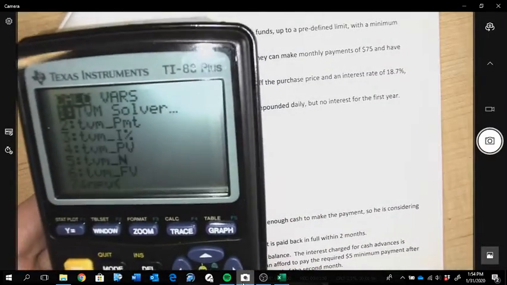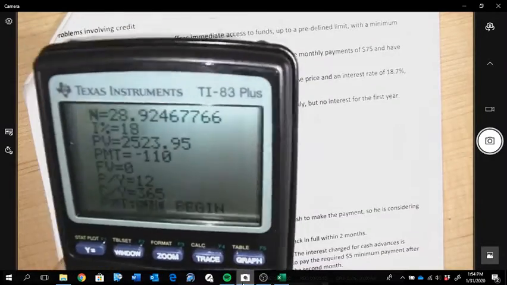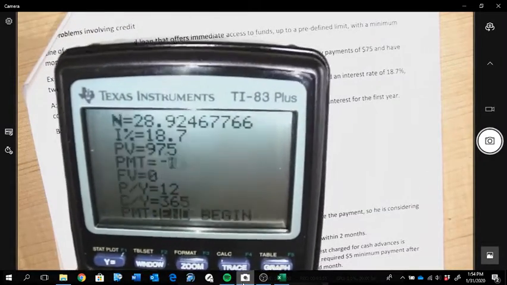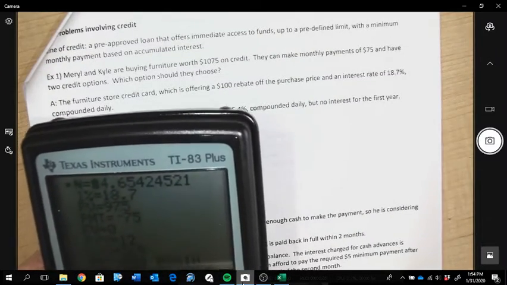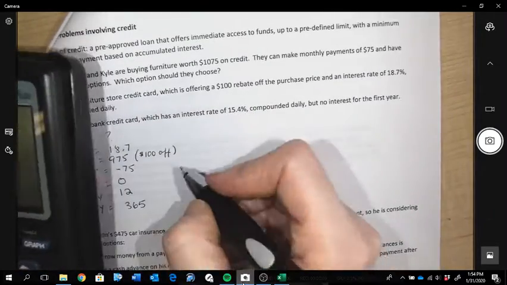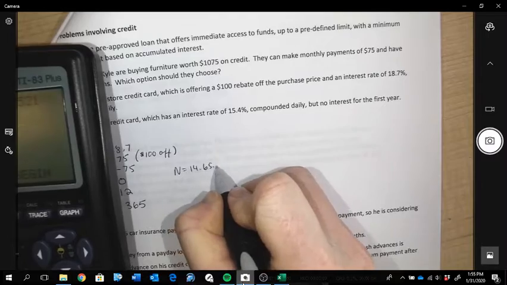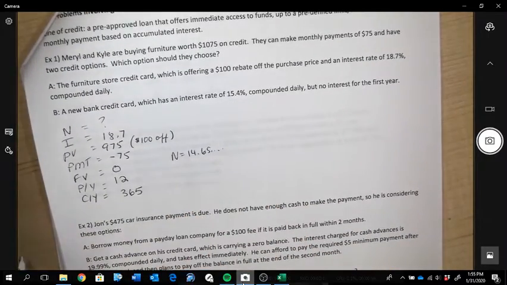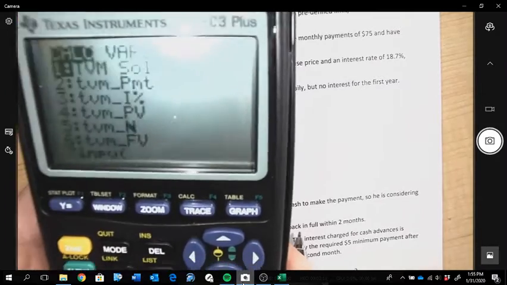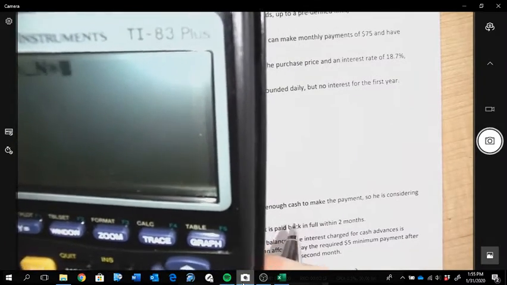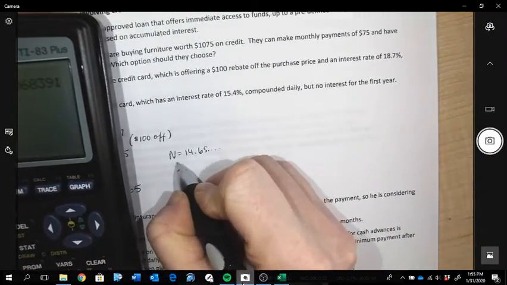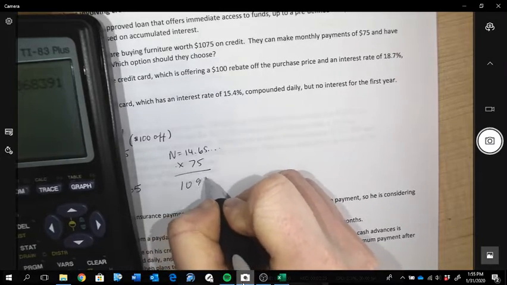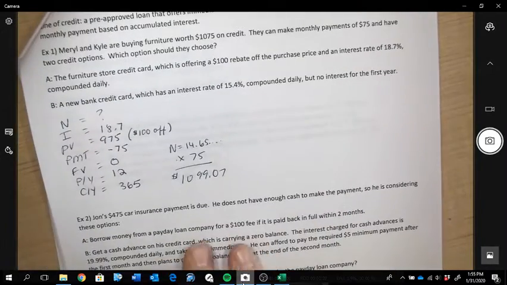So apps, finance, TVM solver, 18.7. Okay, so the N is 14.65. Let's figure this out on our home screen. Apps, finance, we're going to take that number times $75, which means we end up paying that much over the 14 months.